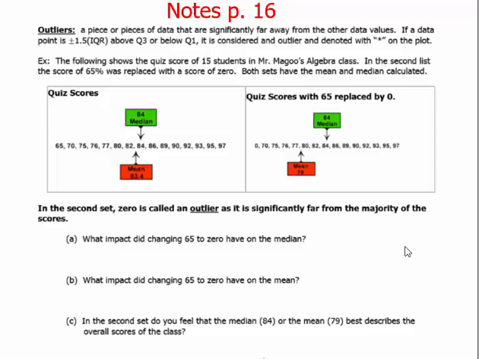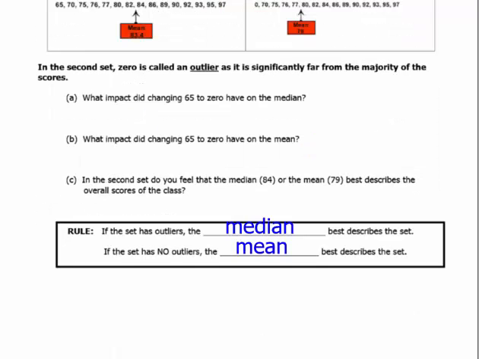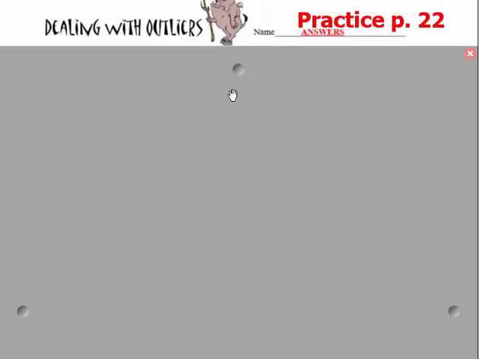Which measure of central tendency, the median or the mean, best describes the overall scores of the class? Although there was one 0, most of the students scored well into the 80s. So the 84 is a better measure of central tendency. If the set has outliers, the median is definitely a better descriptor, and with no outliers, the mean is a better descriptor.